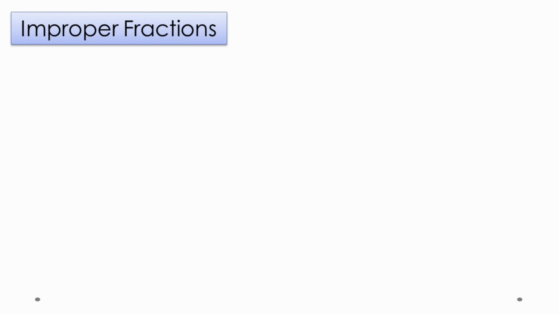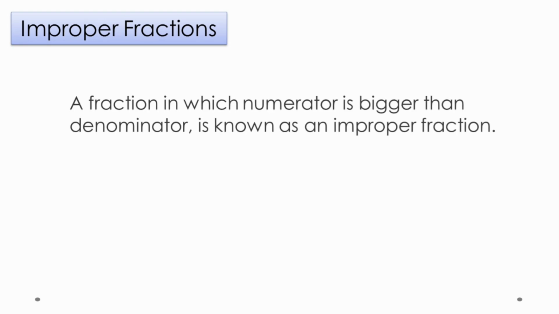Moving on to improper fractions. Fractions in which the numerator is bigger than the denominator are known as improper fractions. So the fractions 4 by 3, 7 by 5, 9 by 7 and 5 by 4 are all improper fractions as their numerators are bigger than the denominators. Let's move on to mixed fractions now.